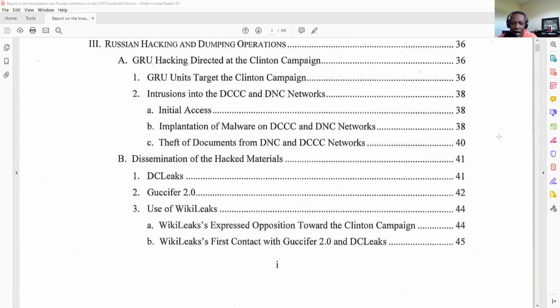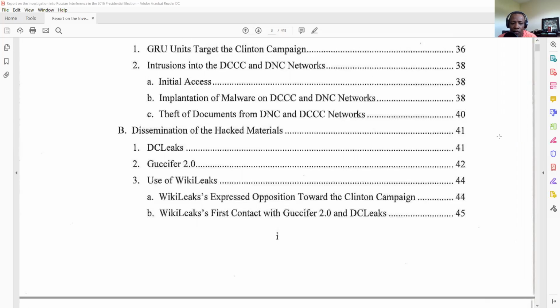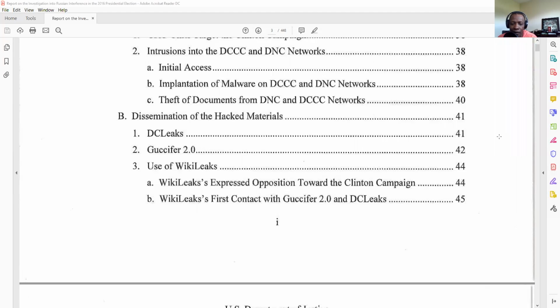Within 2, A is initial access. B, implementation of malware on DCCC and DNC networks. C, theft of documents from DNC and DCCC networks. And then B is dissemination of hacked materials. Within that, you have 1, DCLeaks, 2, Guccifer 2.0, 3, use of WikiLeaks.